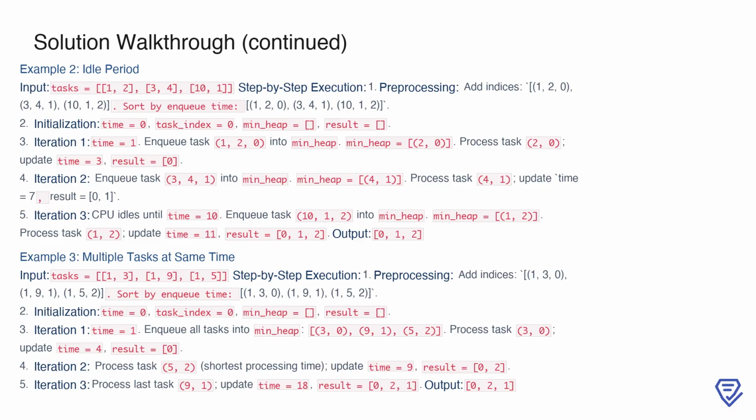At time equals 3, we enqueue the next task, [3,4,1], into the min_heap, making it [4,1]. We process this task, which updates time to 7 and appends 1 to the result. Here, the CPU idles until time equals 10 because the next task doesn't arrive until then. At time equals 10, we enqueue the last task, [10,1,2], into the min_heap, making it [1,2]. Processing this task updates time to 11 and adds 2 to the result. The output order of task indices is [0,1,2].